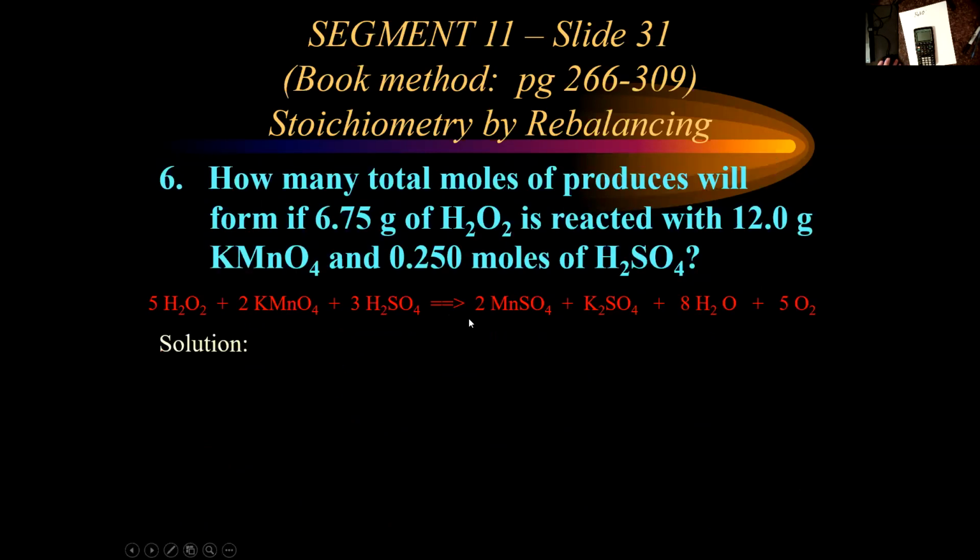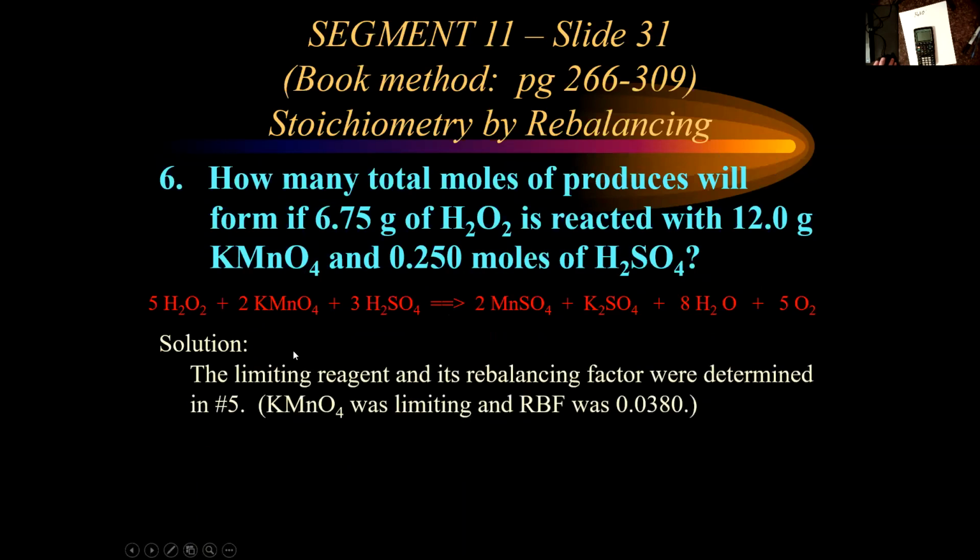Okay. Now, how many total moles of product will form if 6.75 grams of sulfuric acid is reacted with 12 grams of potassium permanganate and 0.25 moles of sulfuric acid? I think that's the same problem. But now I want to know how many moles of product of all the products. There's 2 moles and 1 mole and 8 moles and 5 moles. How many total moles would I get?